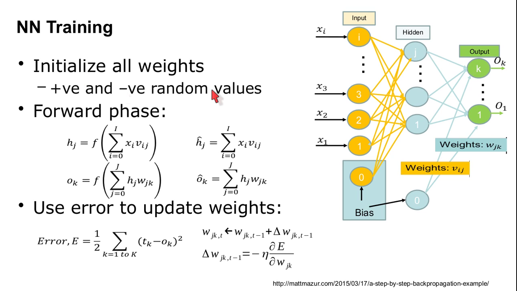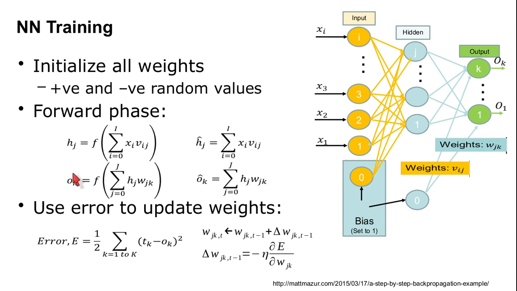All the weights are initialized to positive and negative random values. In the forward phase, for every sample, the output is computed in the following manner. The output of each hidden node is computed like so. Hj is equal to f, which is the squashing function, summation i equal to 0 to I of xi Vij. We are summing from i equal to 0 because the 0th node or the 0th input represents the bias. This bias is always set to the value 1. So x0 will be 1. Similarly, h0 in this equation will also be 1.